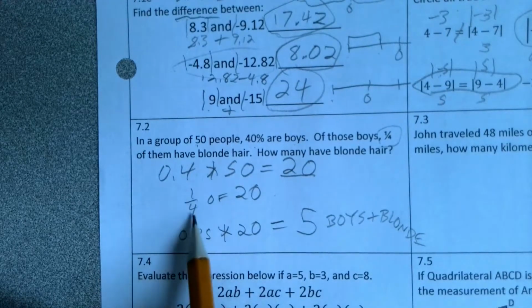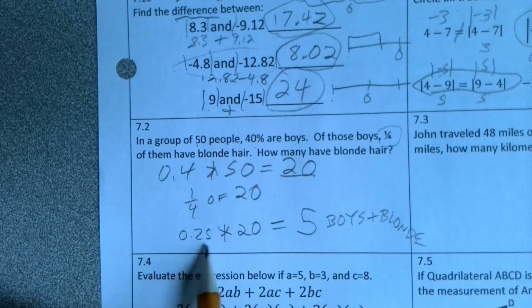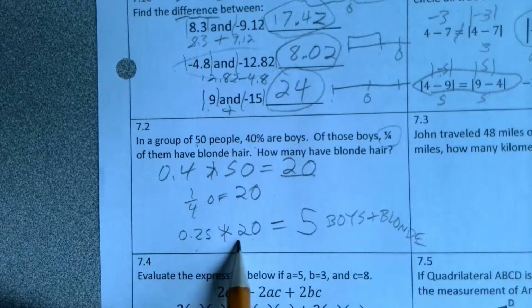You could have also gone 1/4 of anything means you're dividing by 4, but don't divide 20 by 0.25. It's a whole different result. You'll get like 80 or something.